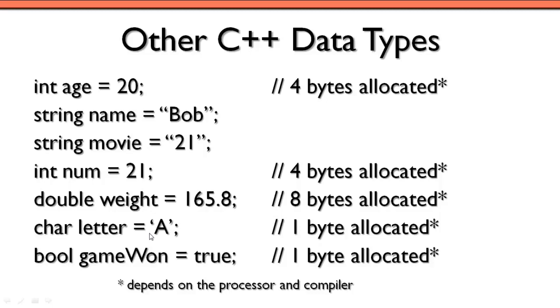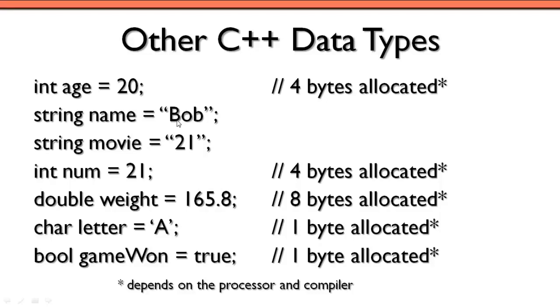So if we're interested in representing just a single character in our program, then we can use a character variable. So we have the type being char, the name here just being letter, and here we actually have a character literal. So character literals are surrounded by single quotes, whereas string literals are surrounded by double quotes. Okay, so we have single quotes there.